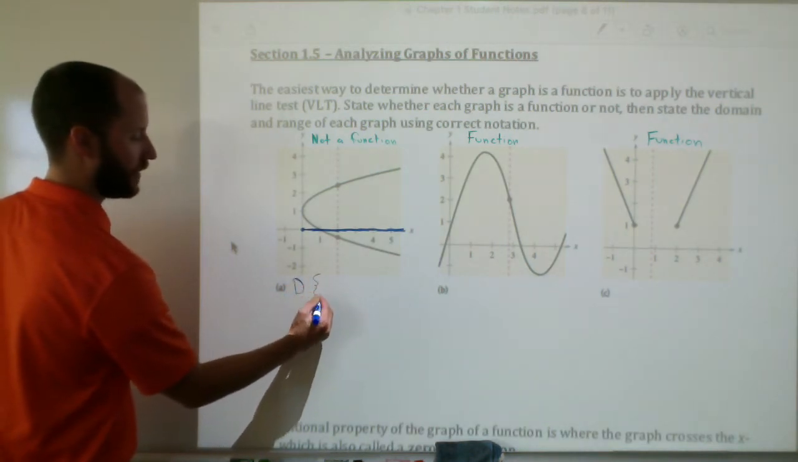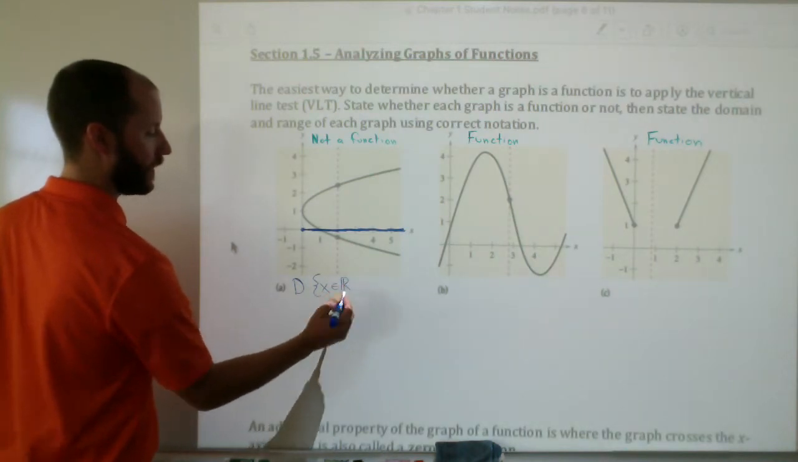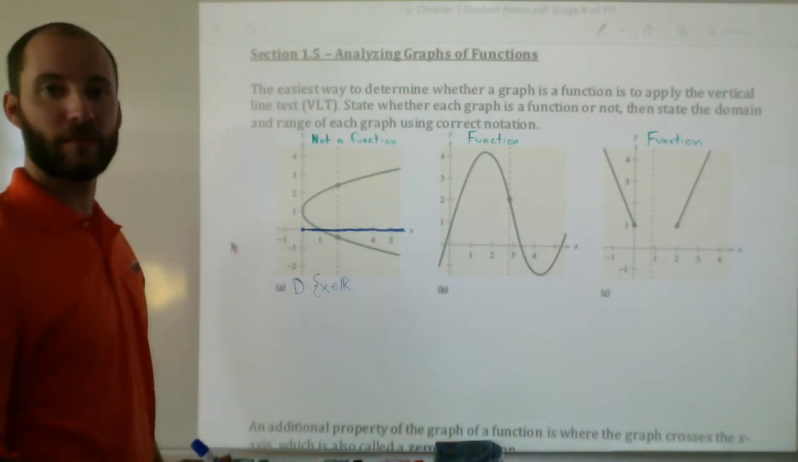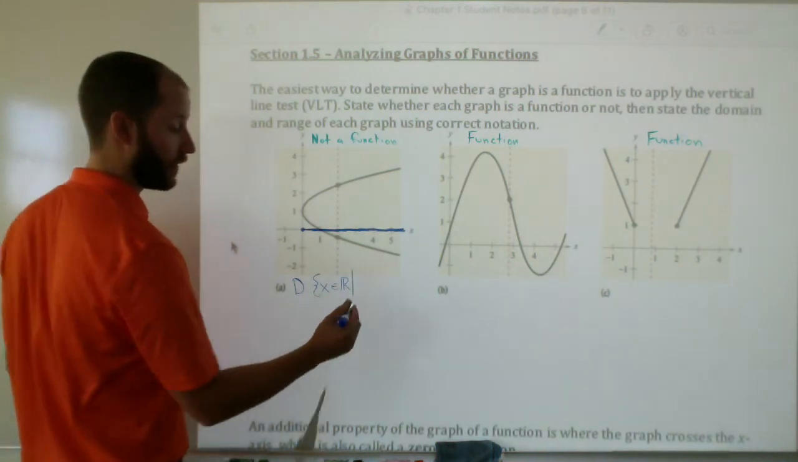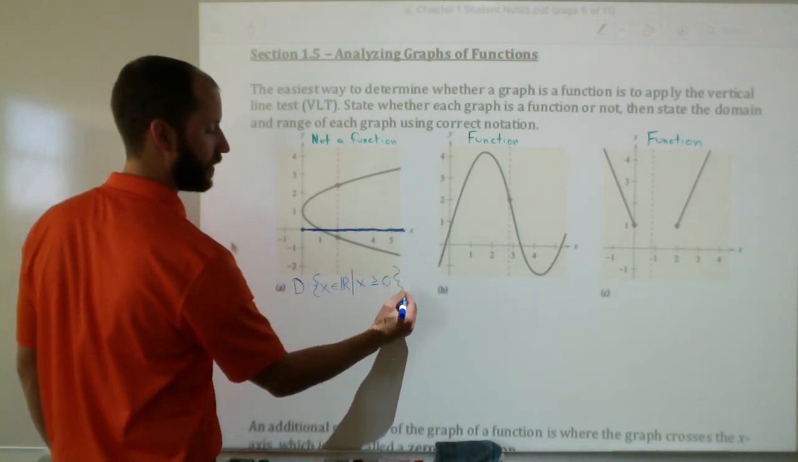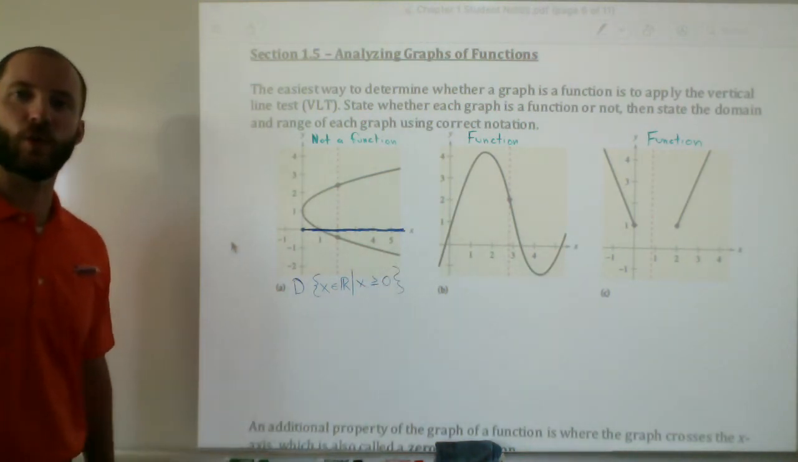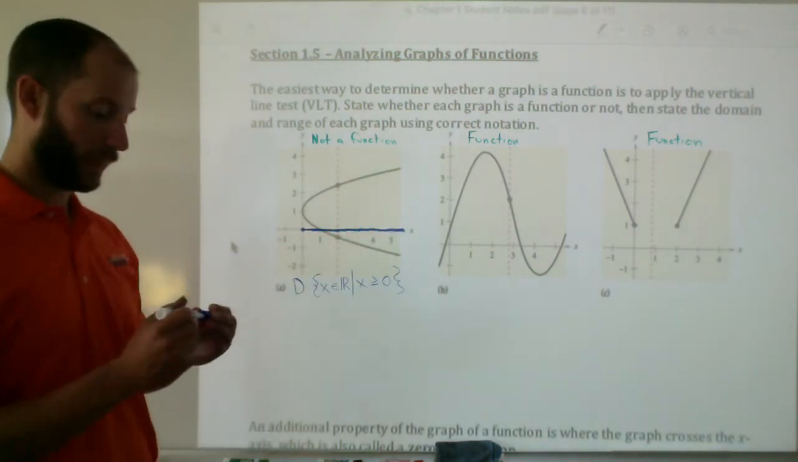is the set where x is an element of the real number system, with the exception that x is greater than or equal to 0. Starting at 0, and it goes to the right.